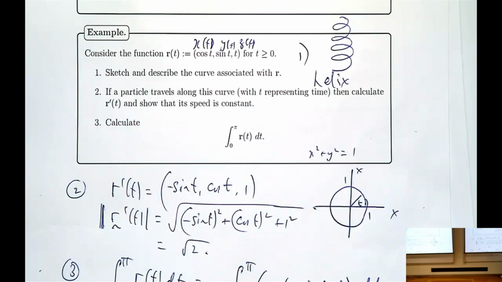Who can tell me, what is the dimension of a curve? It's not a trick question. How many dimensions does a curve have? 2 dimensions? No, close. 1 dimension, right? Think of the number line. How many dimensions does the number line have? 1. You can go that way.